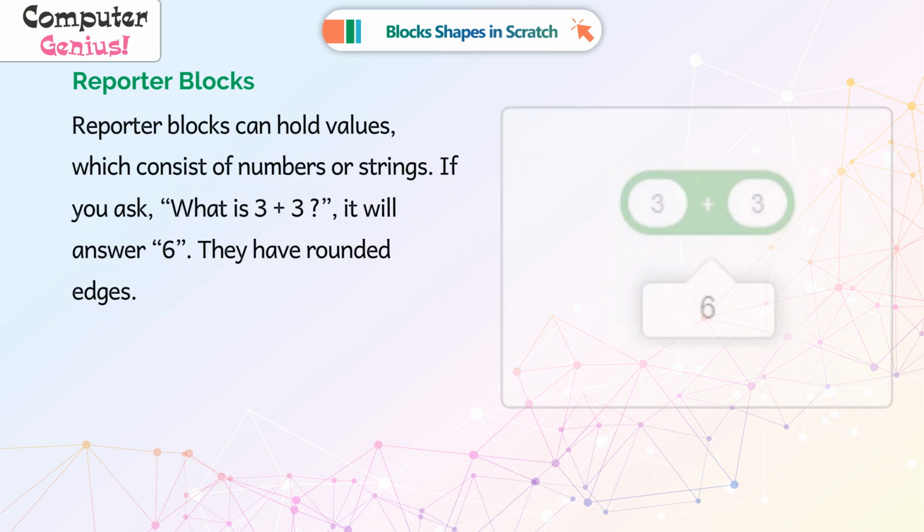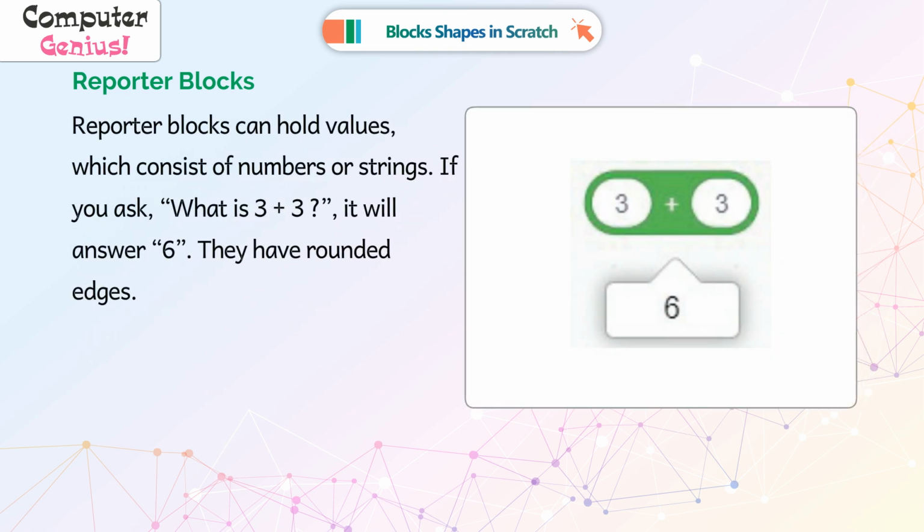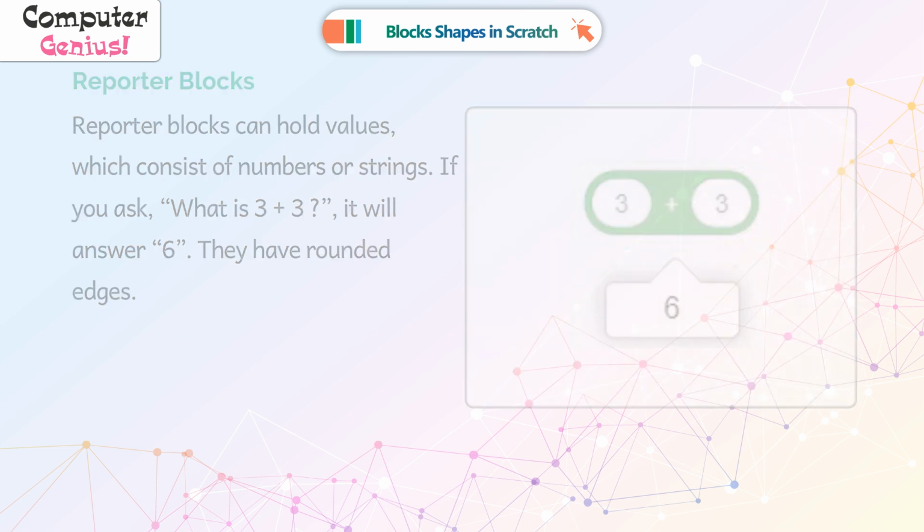Reporter blocks. Reporter blocks can hold values which consist of numbers or strings. If you ask, what is 3 plus 3? It will answer 6. They have rounded edges.